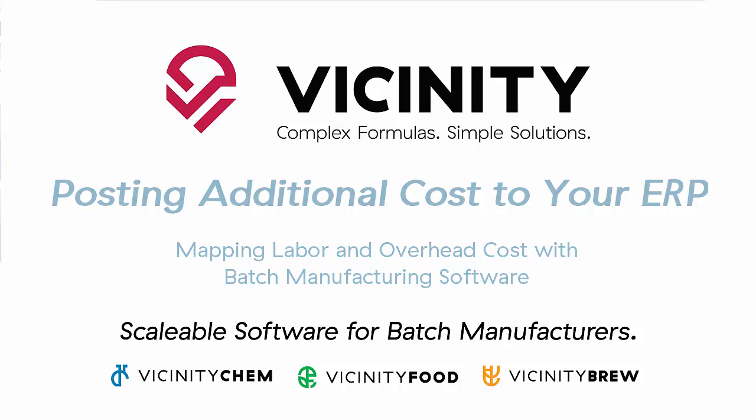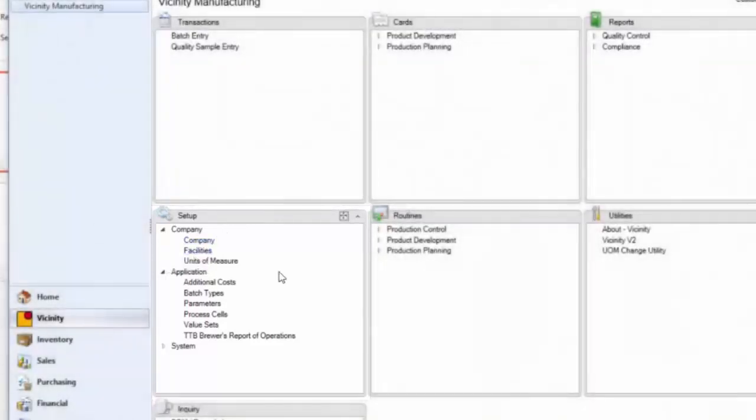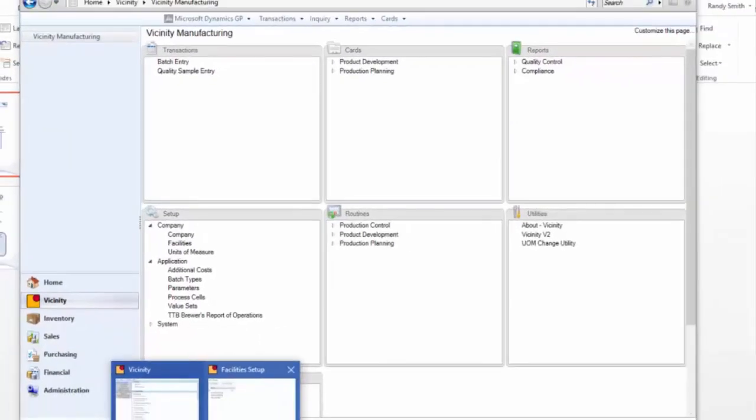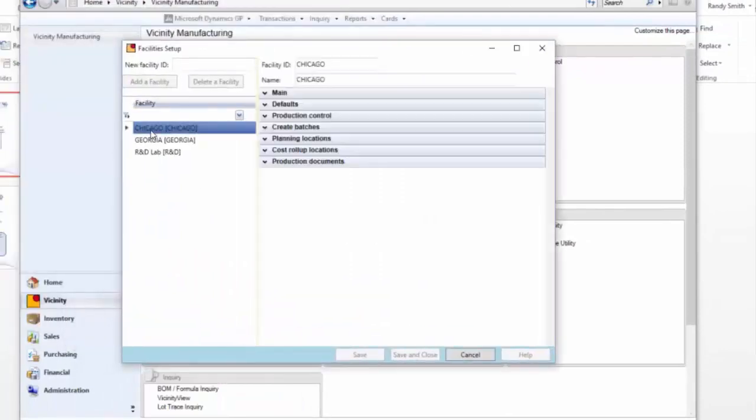First off, when I set up the application, the organization, one of the things I'll be doing is identifying facilities. In my organization, I've actually got a couple of facilities that I deal with. I've got a Georgia and an Atlanta or Chicago facility. I'm going to focus in on the Georgia.